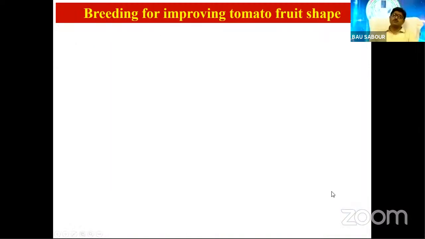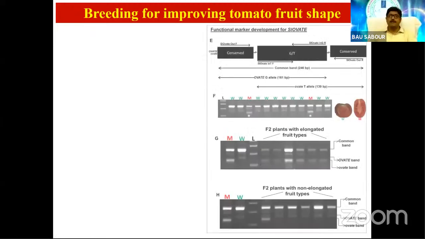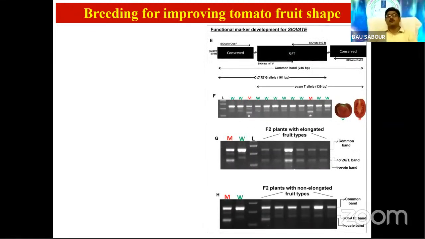So continuing to this fruit quality improvement, as I have mentioned, the shape of tomato is also a very important feature regarding its quality. So another gene known as SL-ovate, this is also a negative regulator of growth. Whenever this ovate gene is mutated, it gives you an elongated fruit type, which is very important for processing, because ovate mutation is not only giving you an elongated fruit, but also giving you the fruit with high fruit firmness, which is a desirable character for processing industries.